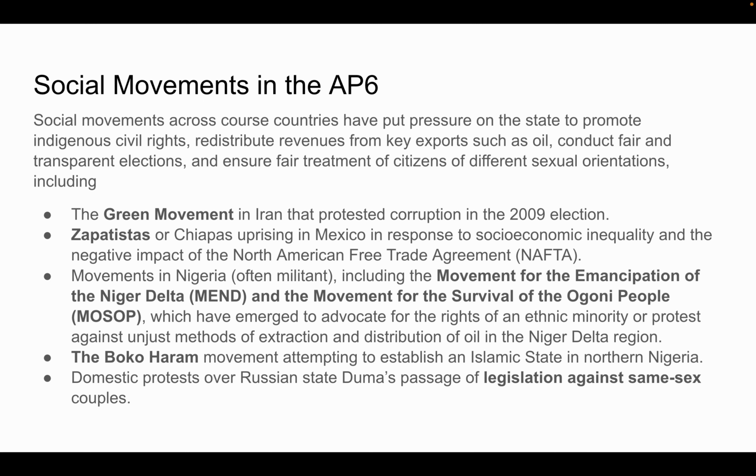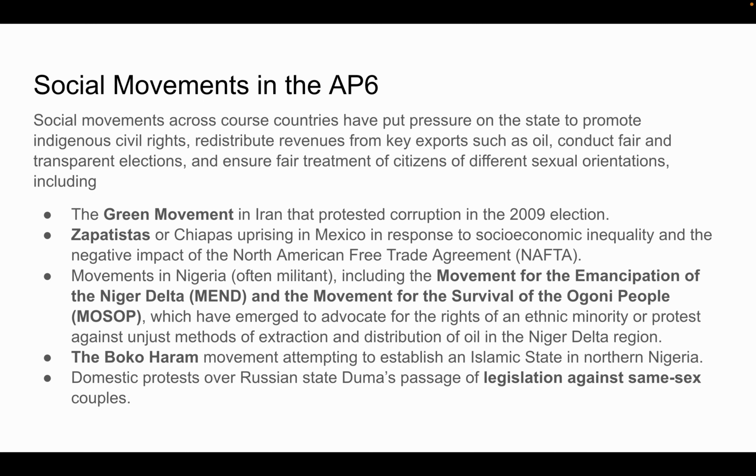MOSOP is simply an umbrella organization of 11 different organizations fighting for social, economic, and environmental justice in the Niger Delta. Using nonviolent actions, the group has been able to bring international attention to the issues in the Delta with its protests against Shell Oil Company in the 1990s to try to put pressure on the government to enact change.